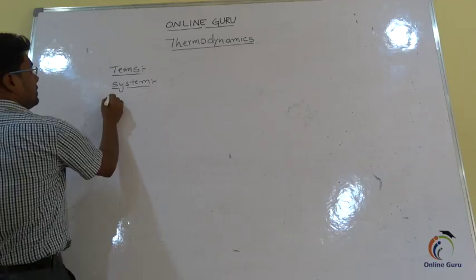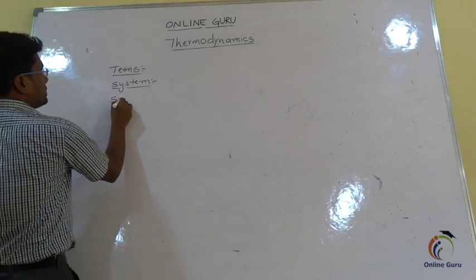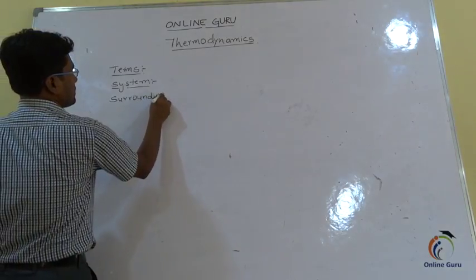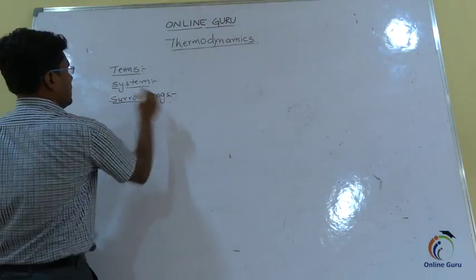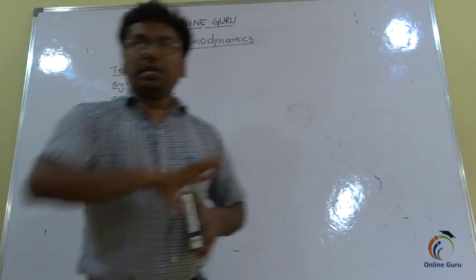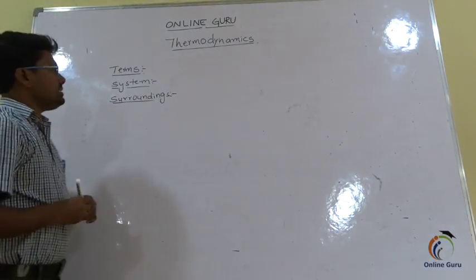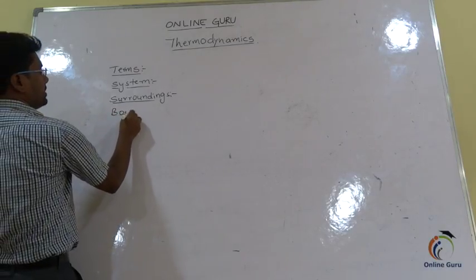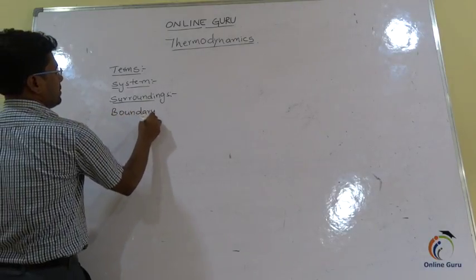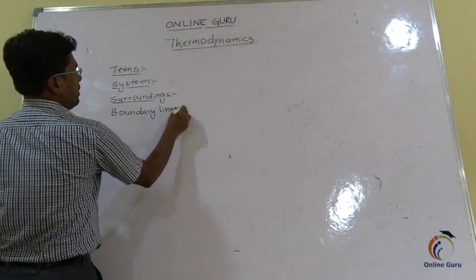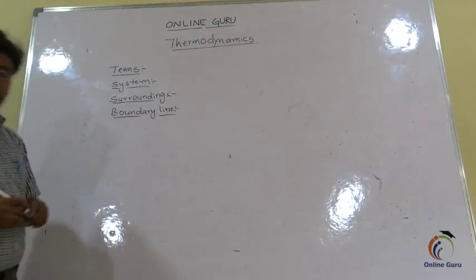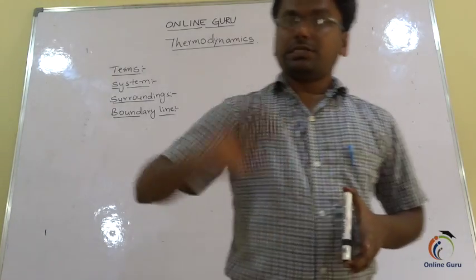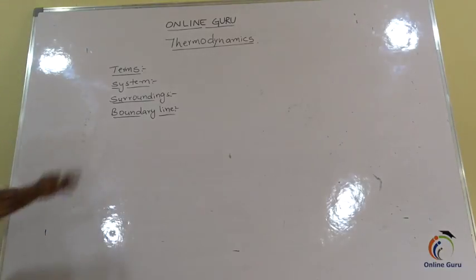Next, coming to the surroundings. Except the system, the remaining all in the universe is called surroundings. Next one is boundary line. A real or imaginary line which can separate or distinguish system and surroundings is called a boundary line.